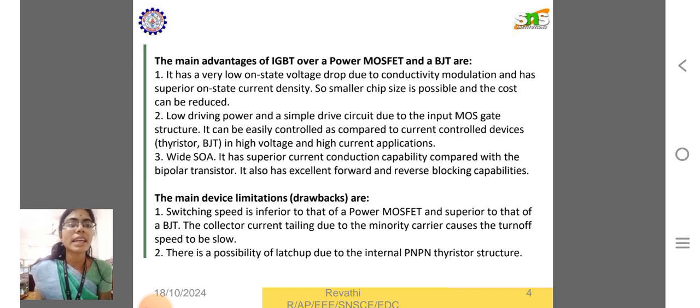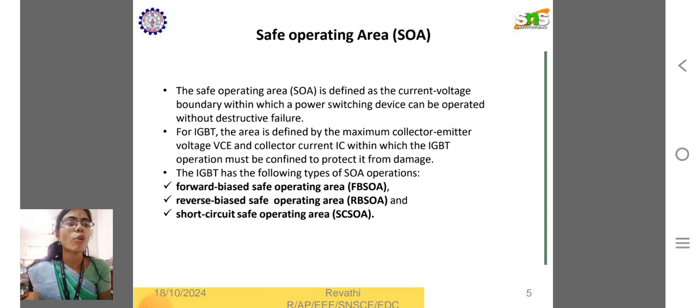In high voltage and high current applications, it has a wide SOA and superior current conduction capability compared with the bipolar transistor. It also has excellent forward and reverse blocking capabilities. The main device limitations and drawbacks are: switching speed is inferior to that of a power MOSFET and superior to that of a BJT. The collector current tailing due to the minority carrier causes the turn off speed to be slow. There is a possibility of latch up due to the internal PNPN thyristor structure.